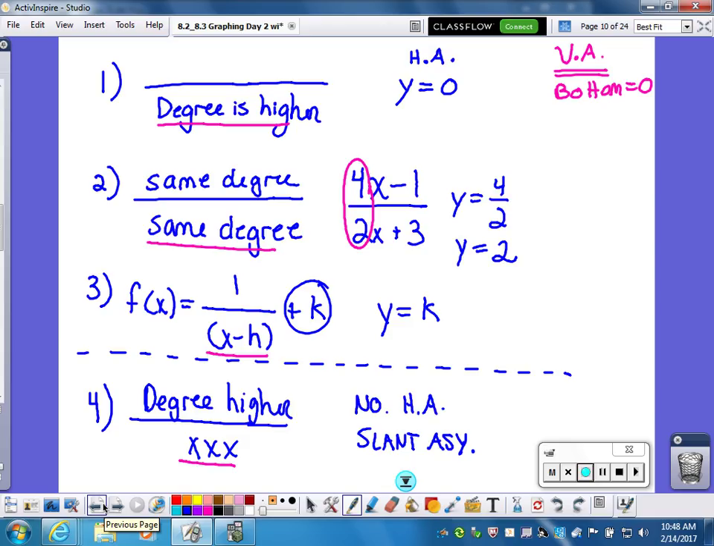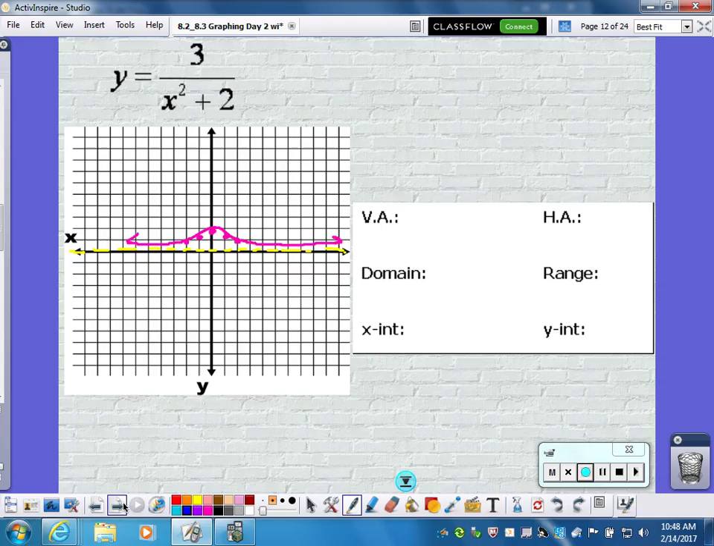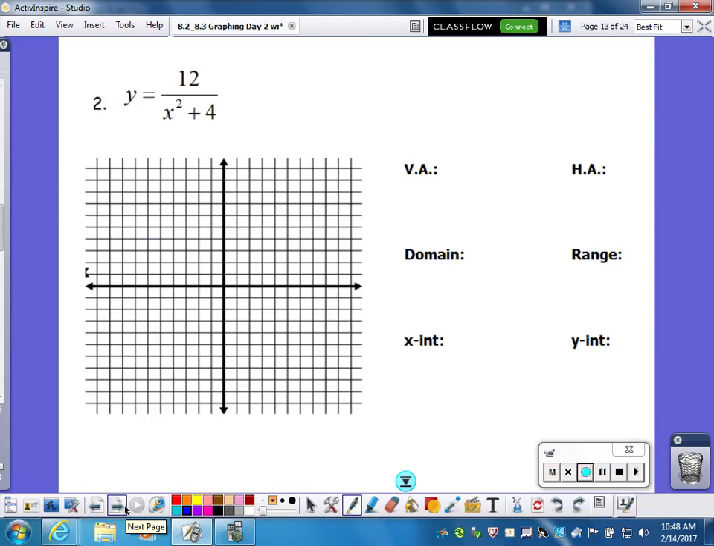When you're looking at these, for the horizontal asymptote, ask yourself, is our degree bigger in the bottom? Do we have the same degree? Are we written in standard form? Or is the degree bigger on top? So when we look at problem number 2, my degree is bigger in the bottom. So my horizontal asymptote is y equals 0.